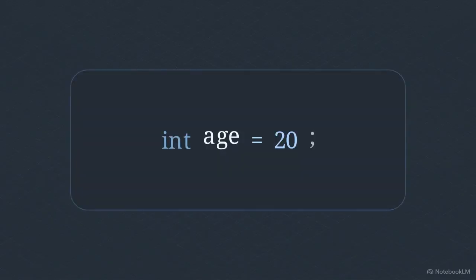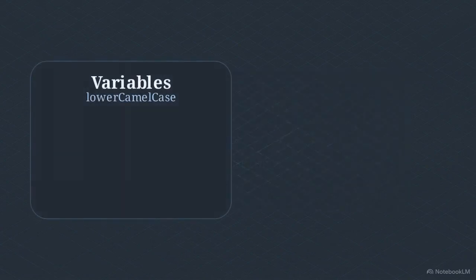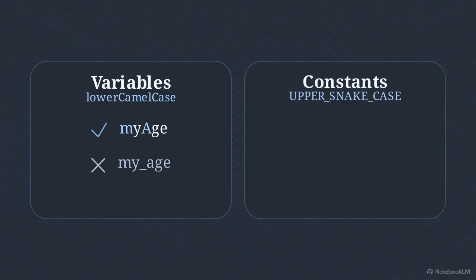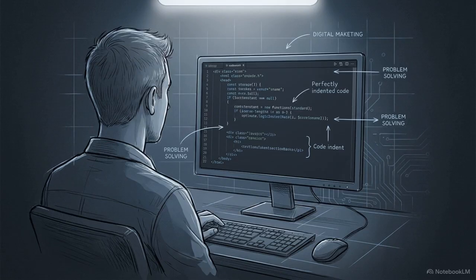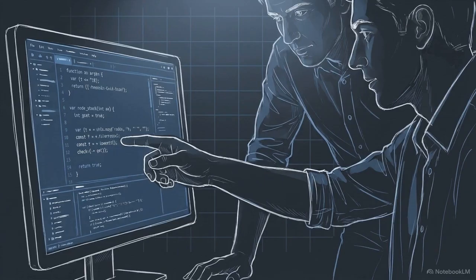Take this declaration: int age equals 20. Int is the type, age the name, equals is the assignment operator, and 20 the value. Variables use lower camel case, first word lowercase, others capitalized. Constants use upper snake case, all caps with underscores. These naming rules provide a standard structure for your code. This ensures that when you or another developer revisits the script, the intent is immediately clear.